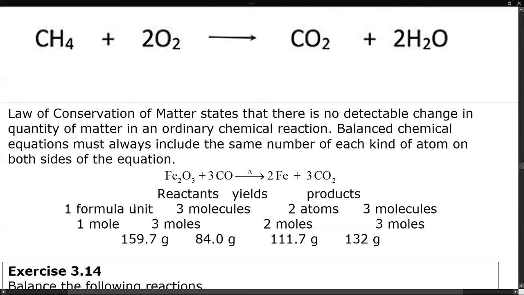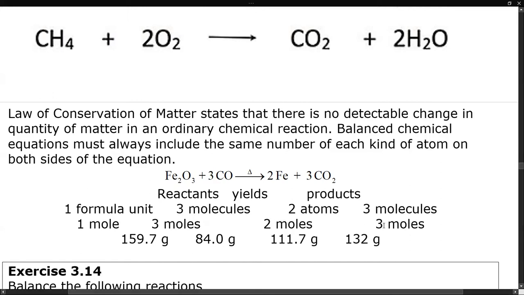And so we can read that as individual molecules or formula units or ions or whatever you have. So 1 formula unit Fe2O3 reacts with 3 carbon monoxide molecules, goes to 2 atoms of iron and 3 molecules of carbon dioxide. Or, more useful, we could use moles. So 1 mole of iron oxide reacts with 3 moles of carbon monoxide to produce 2 moles of iron and 3 moles of CO2.